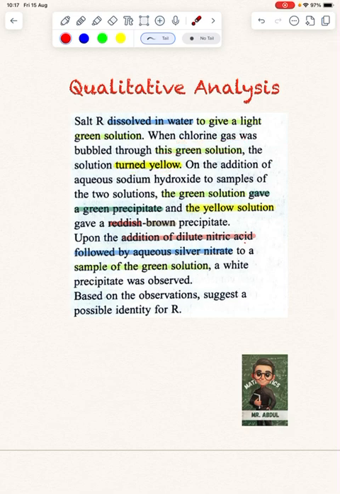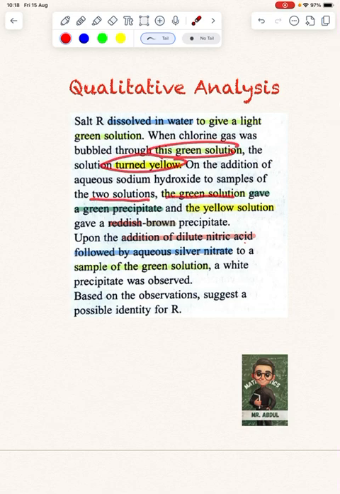All right. But of course, if let's say you have not learned redox, you can still solve this question, not to worry, okay? Because some of you, when you do qualitative analysis, have yet to cover redox. On the addition of aqueous sodium hydroxide means you're testing for your cations, right? To a sample of the two solutions, meaning the green and the yellow.